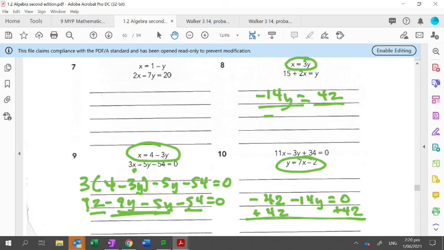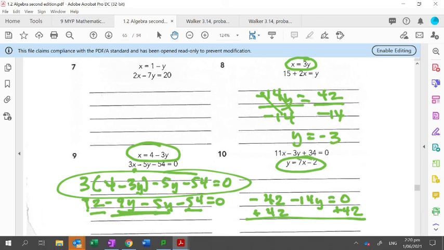Then we just divide both sides by negative 14. So you see what you did was you got rid of your x's. All you were doing now, you just had a linear equation all in y. So that gives you y is equal to negative 3. Now that we know y, we can plug it back in here, specifically in that one because it's already got x by itself, and then find out what our x is. Okay? It's a little more math, but you don't have to have opposites.